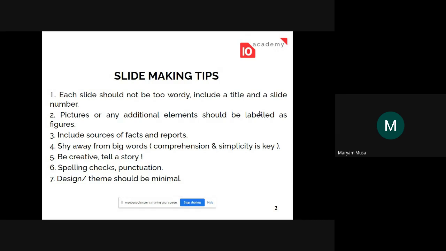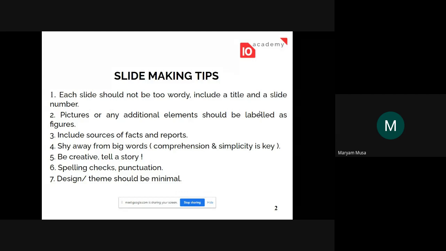Number 5, be creative and tell a story. Presentations generally give you room to think outside of the box and put something definitely different from what an essay would show. In an essay, you can't really see how creative a person is, but with a presentation you can see how creative they are.